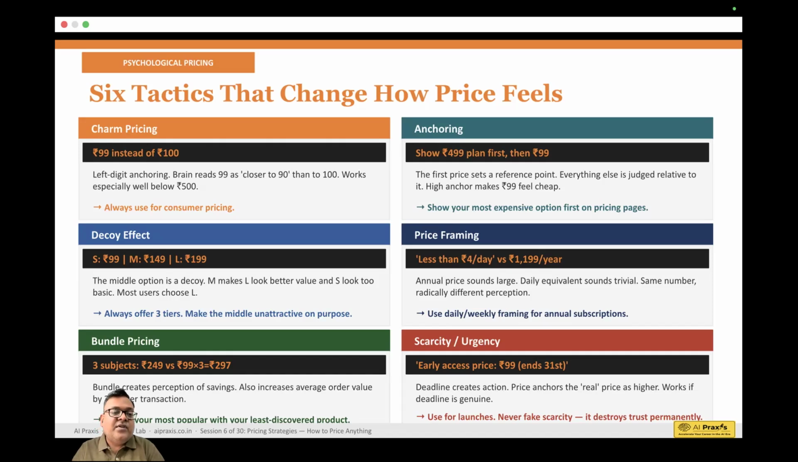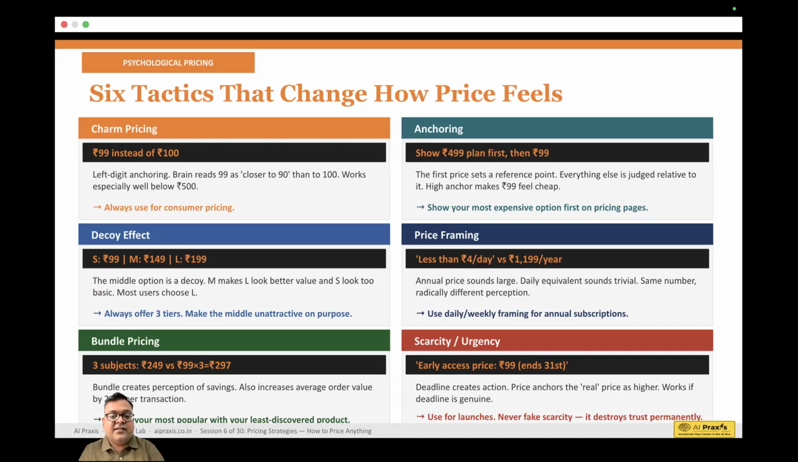So therefore, 100 is definitely the higher price and 99 is cheaper. That's how psychologically it works. It works especially well below 500 rupees. So don't say 500, say 499. Always use it for consumer pricing.